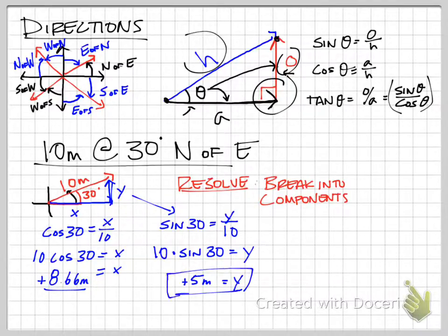So when you have a list of vectors that is a little complicated, like the one we just broke down, you're going to have to break each vector down into its x and y components, and then add them together like we did before.